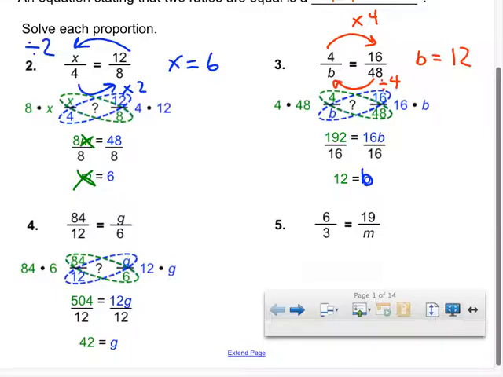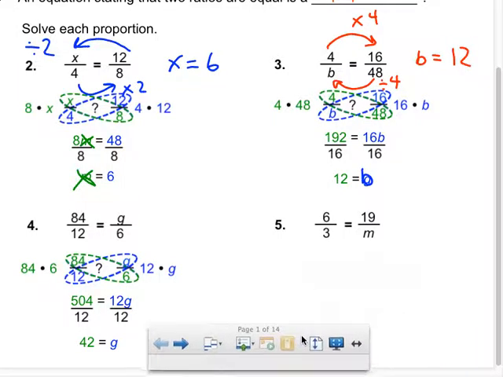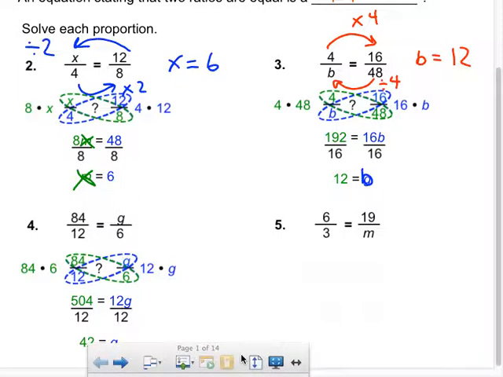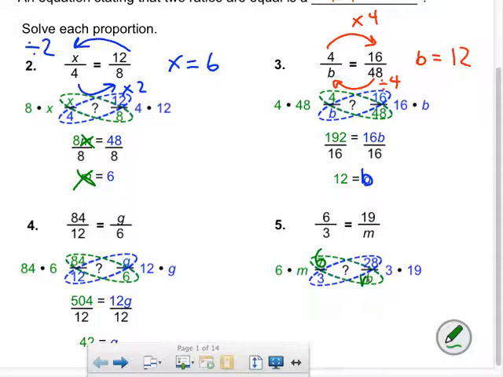Can you tell me the first cross product? 6 and m. Okay, 6 times m, and then what's the other cross product? 19 times 3. Thank you. So we have 6 times m. Oh, I have another typo. I thought I fixed that. So that should be 6 times m, and then that should be a 19. 3 times 19.